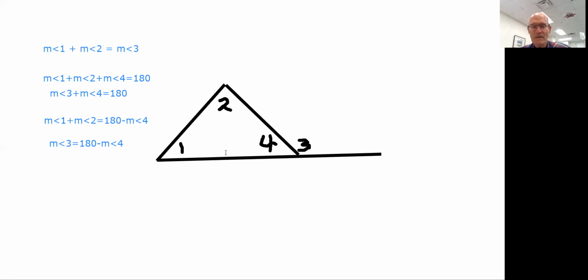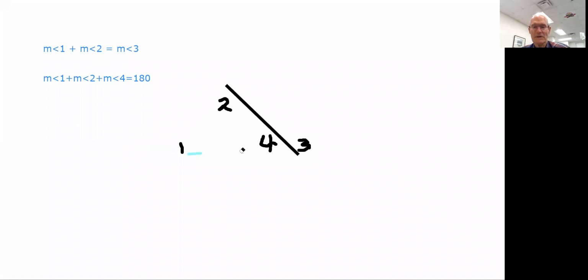One says that the sum of the angles in a triangle equals 180, which is what this equation here says. And the second theorem says the measure of the exterior angle is equal to the sum of the two remote interior angles. So I'll go ahead and erase this. Once again, you can pause it and study it. And then I'll show you an example problem here.